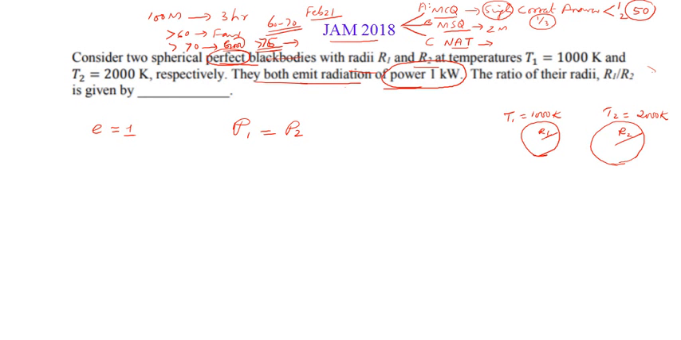The ratio of their radii R1 by R2 is given by, so you have to find out what is R1 is to R2, or R1 by R2 equal to what. So this is my question. So I have analyzed the problem. Now you know what to do.